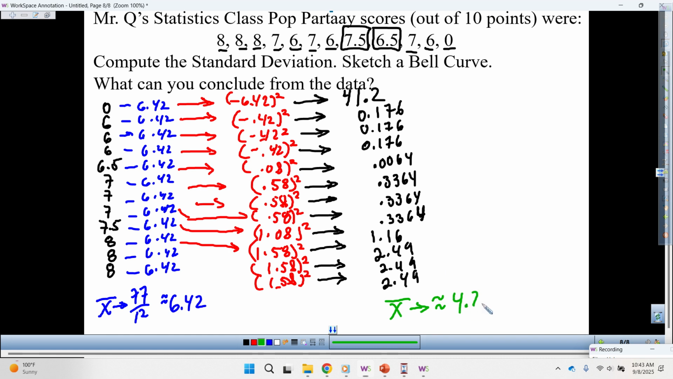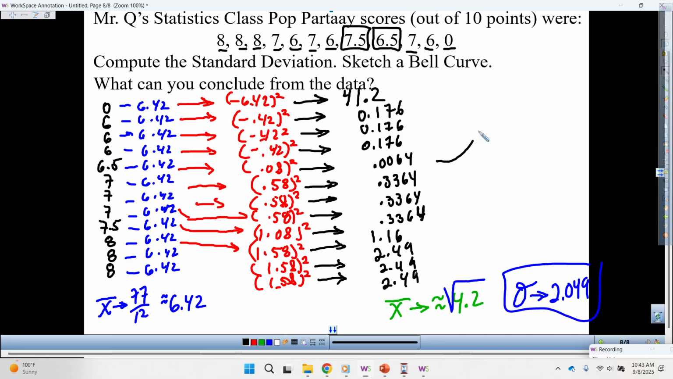4.2 approximately. Hands, if you got that? And then last but not least, we need the sigma or the standard deviation. We take the square root. Who's got that? 2 point what? 2.049. All right. Let's finish this.